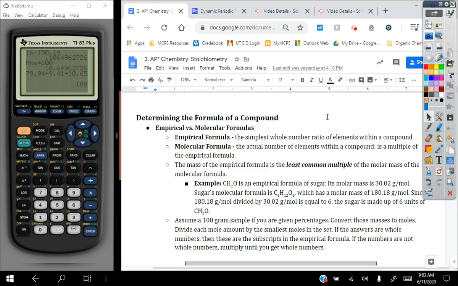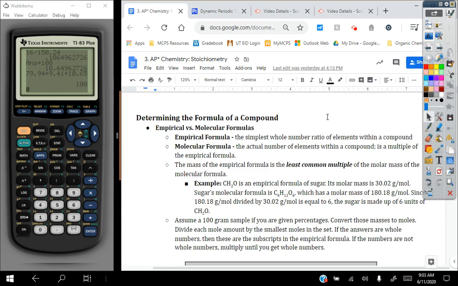We can also find molecular formulas, which are the actual number of elements within a compound. This is usually a multiple of the empirical formula. What that means is that the mass of our empirical formula is the least common multiple of the molar mass of the molecular formula. So, for example, sugar we know has a formula of C6H12O6, and it has a molar mass of 180.18 grams per mole, roughly, depending on which values you use and how you round.